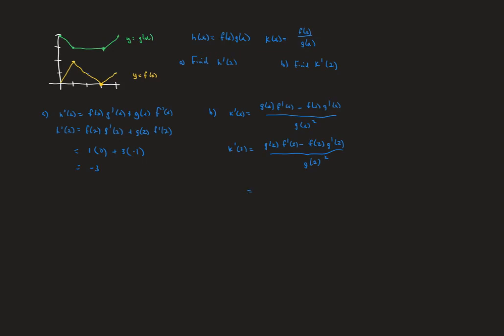So again, g of 2 is going to be 3. f prime of 2 is the slope of the tangent line, and we said that was negative 1. Minus f of 2 is 1. And the g prime of 2 we said was 0. And that's all over g of 2 squared, which is 3 squared. So that looks like negative 3 minus 0 over 9, I think that's negative 1/3. All right, very good.